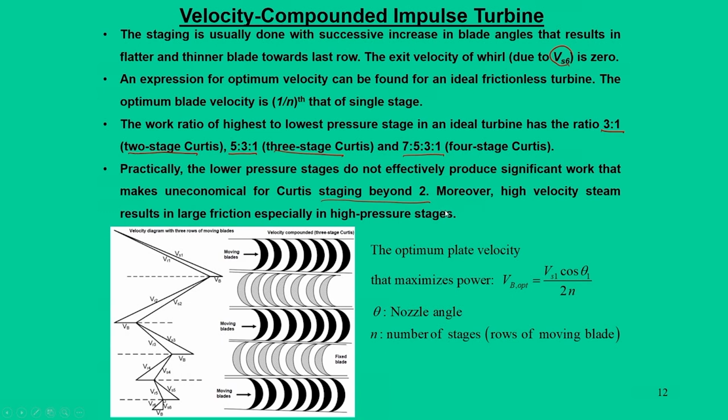So, that means at that point in time velocity compounding will not be an effective mode. So, you have to look for some other methods, which means that when we have Curtis stage more than 2, that means we have very high pressure steam and we are thinking of going for a higher stage, 4 or 5 stage Curtis, it becomes uneconomical. So, velocity compounding is not a feasible option as far as its practical utility is concerned.